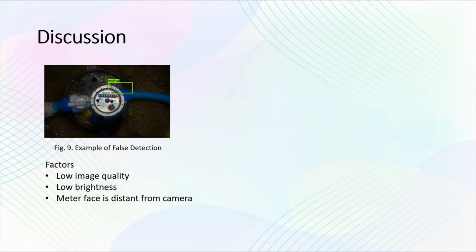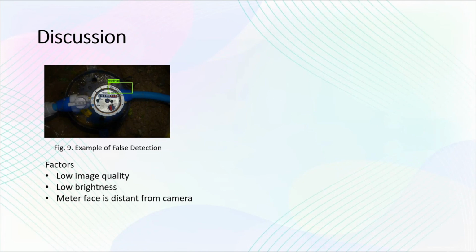From the evaluation process, it's noticed that the accuracy of the meter's readings region detection by the deep learning model is affected by the size and resolution of the meter images. When the meter faces are small, which is occupying less than 30% of the whole image, there is higher chance that the deep learning model detects the false area. Hence, it's recommended to place the camera near and center to the meter face. Figure 9 shows the example of fault detection, which the image brightness is low and the meter face is distant from camera.